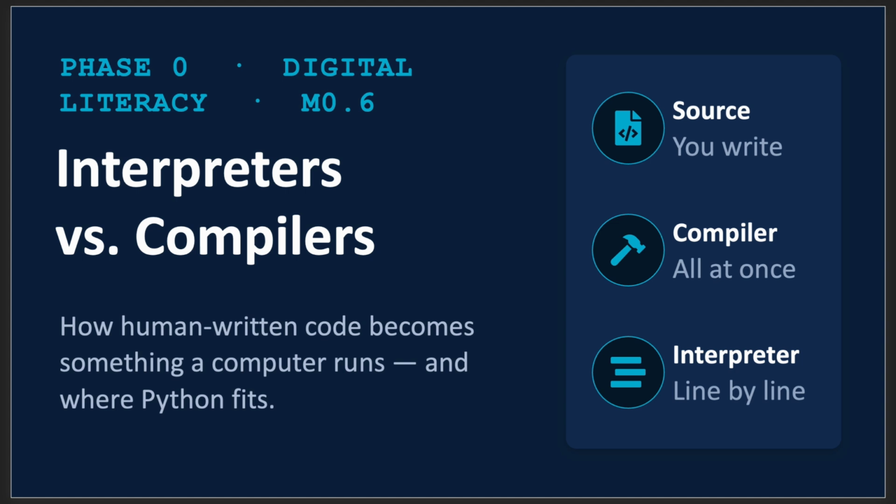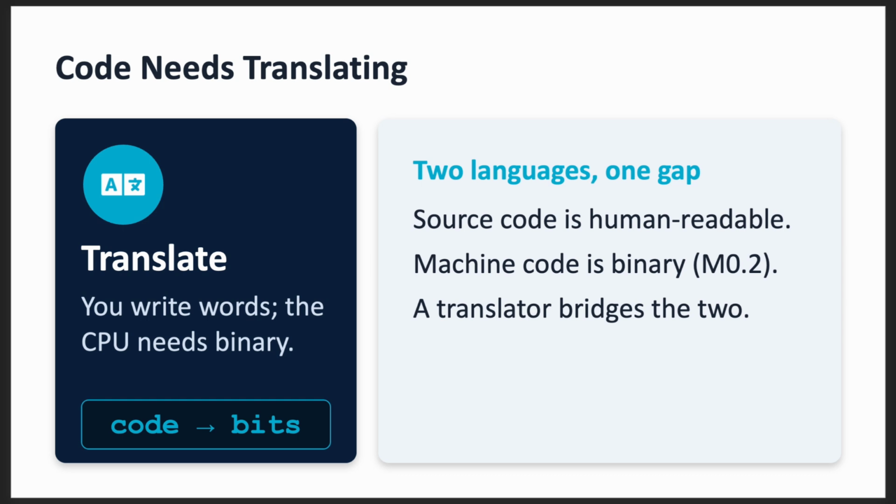Okay, so let's start with the heavy lifter. If I write a program in a language like C or C++, how is the machine actually turning my text into those electrical signals? So those languages use what is called a compiler.